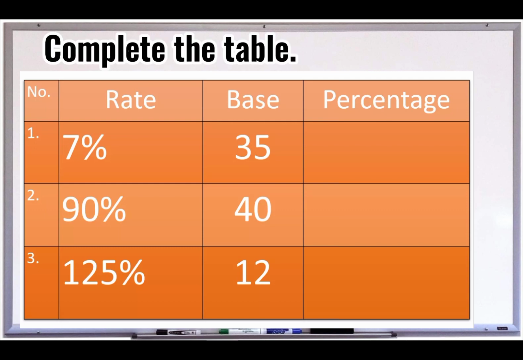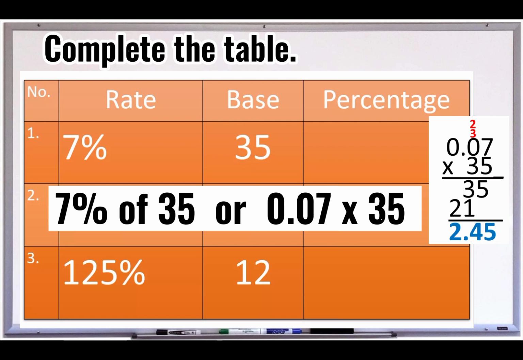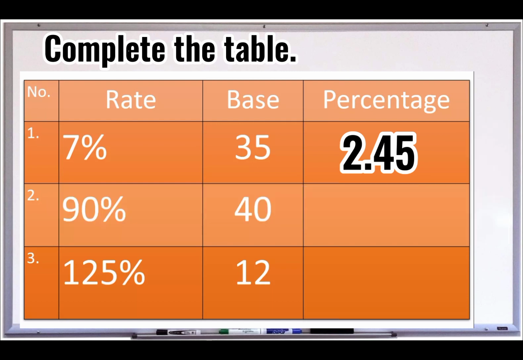Okay, let's find the percentage of the following by completing the table. Number 1, the rate is 7% and the base is 35. So, 7% of 35 or 0.07 times 35. So, what is the answer? The answer is 2.45. Is your answer correct? Very good. Number 2. The rate is 90% and the base is 40.